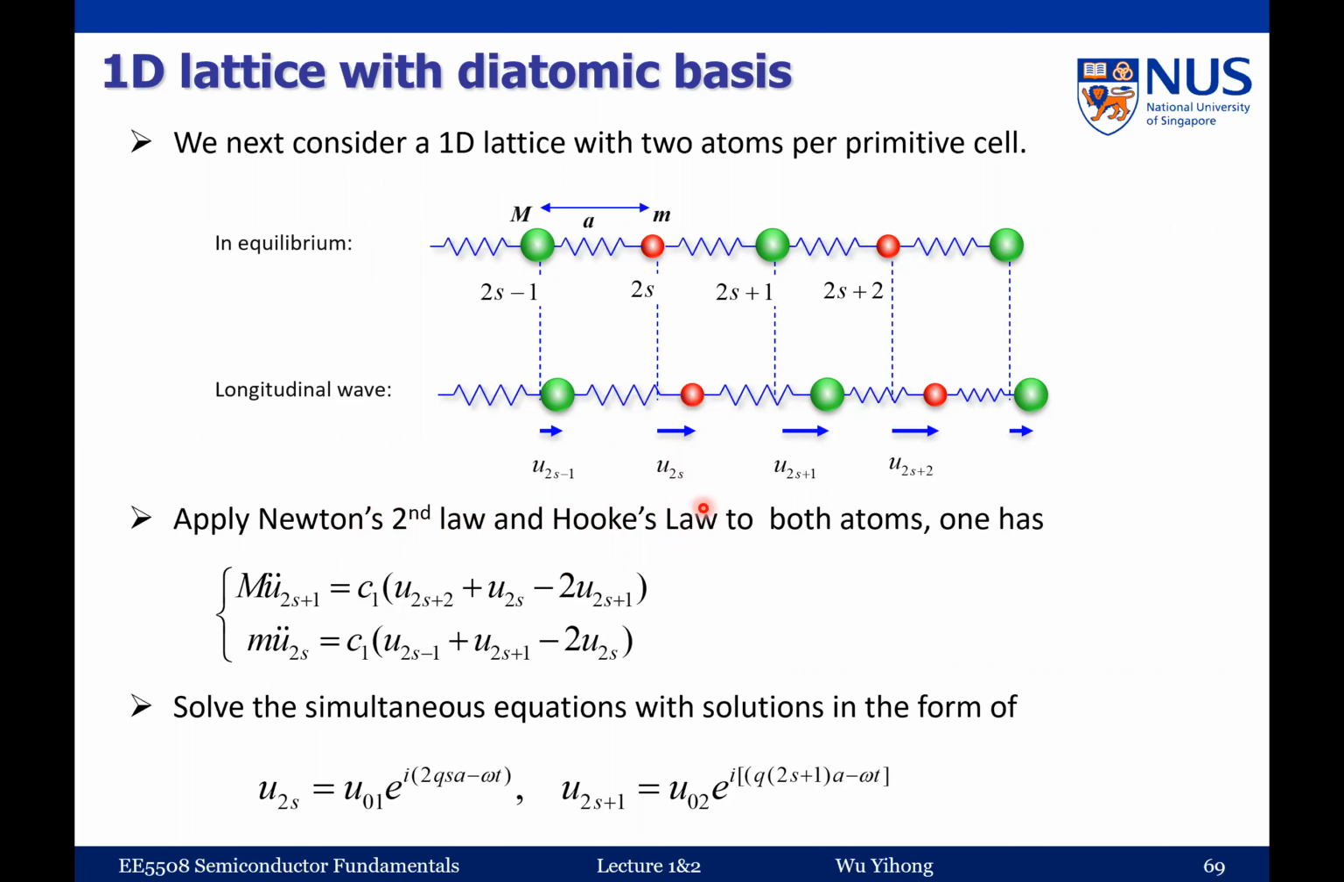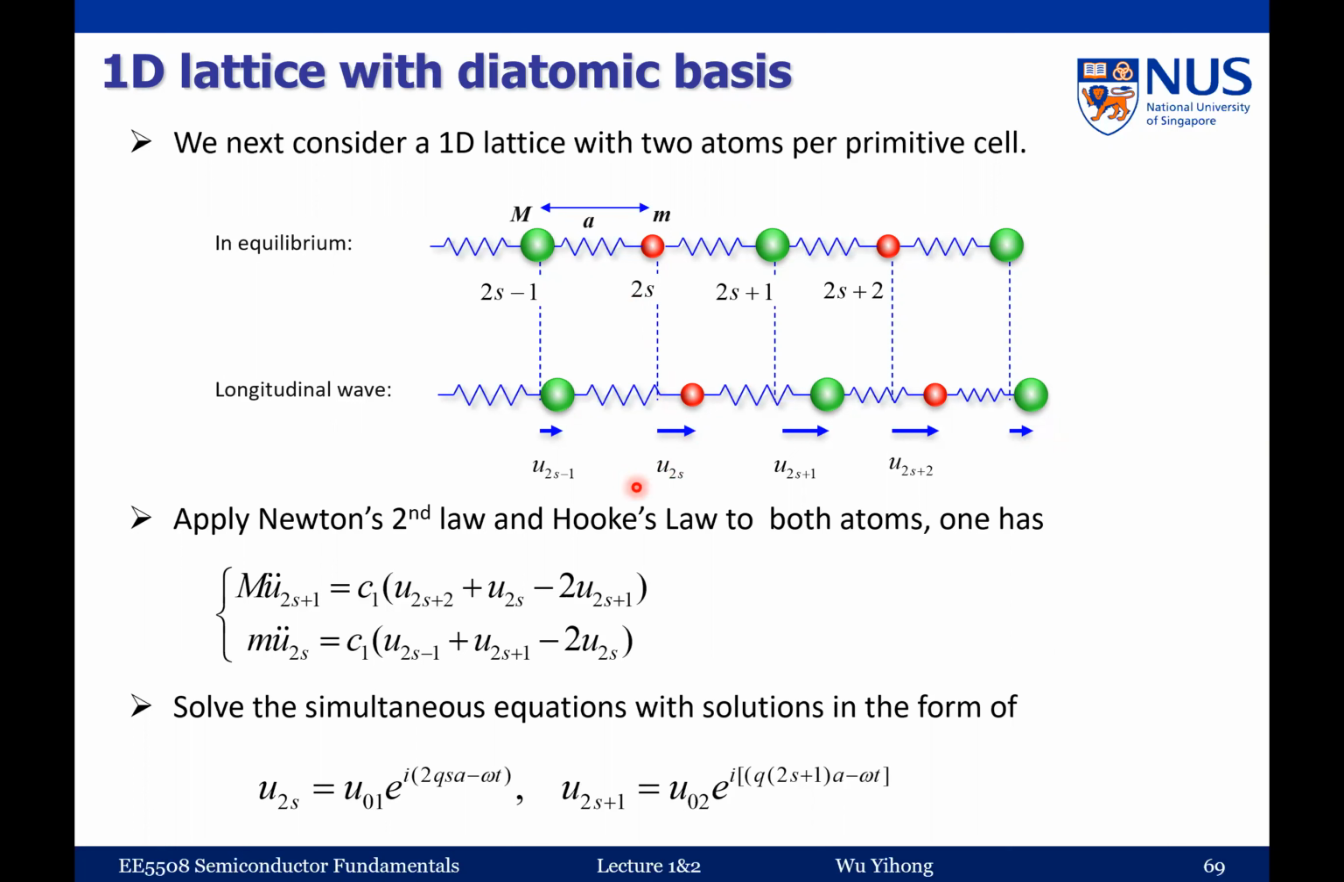Okay, now in the monatomic chain we only focus on one atom. For this diatomic chain, we need to focus on two atoms, one red and the other green. Suppose we focus on atom 2s, which is this red atom, and then atom 2s plus 1, which is this green atom. Now this is the equilibrium state, and when atoms start to move from the equilibrium state, we have different displacements. Again, we use u to indicate the displacement, and s to indicate the index of the atom.